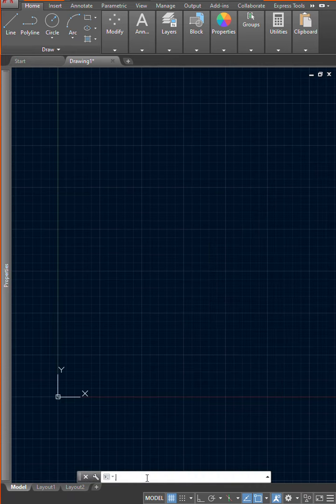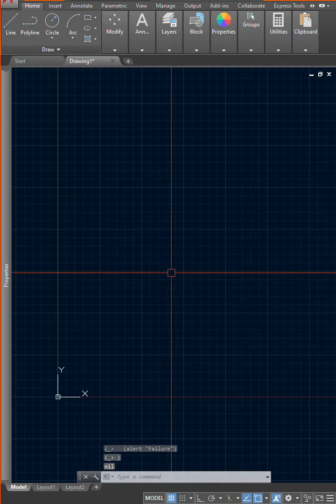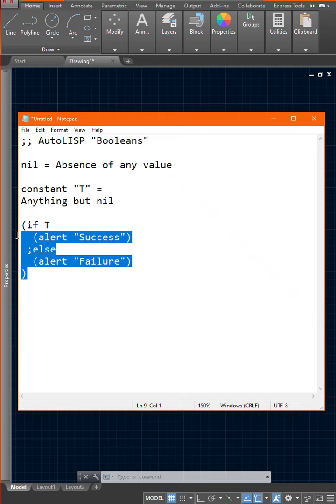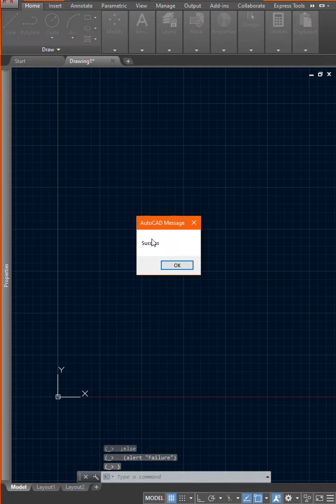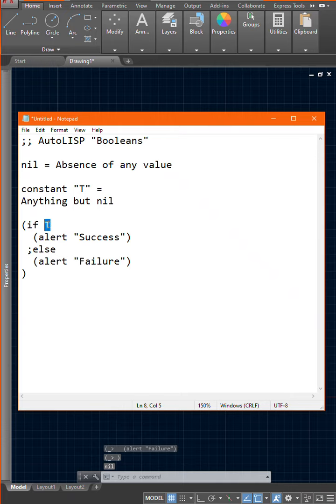So let's test that here. And we get failure as expected when we pass nil into this. However, now other than nil, we can pass anything but nil. So we don't have to pass the constant t, although we can do that and still get success. Let's do that now. So we still get success, but we don't have to pass t. We can pass anything but nil.